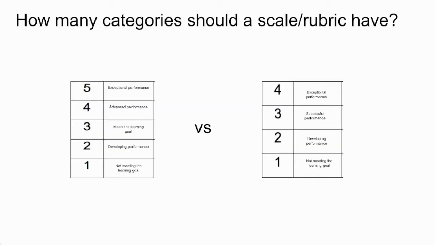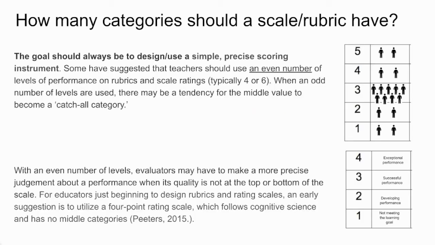It begs the question, how many categories should a scale or rubric have? Is a scale or rubric with 5 levels going to be more accurate than one with only 4? Or does having an odd number of categories, such as 5, have an impact on our ability to score students as compared to something that has an even number of categories? When it comes to the question, how many categories should a scale or rubric have, the goal should always be to design or use a simple, precise scoring instrument.